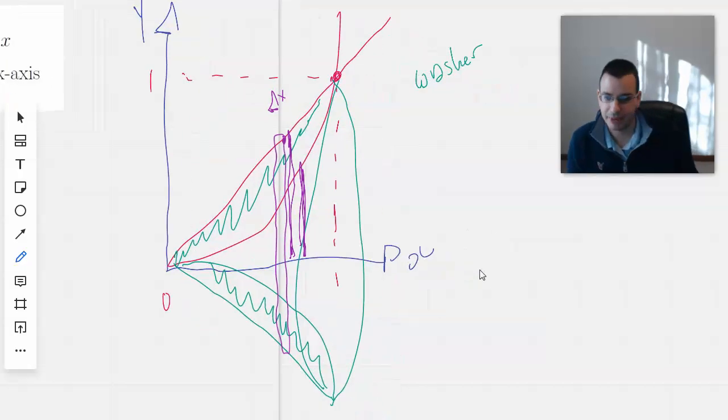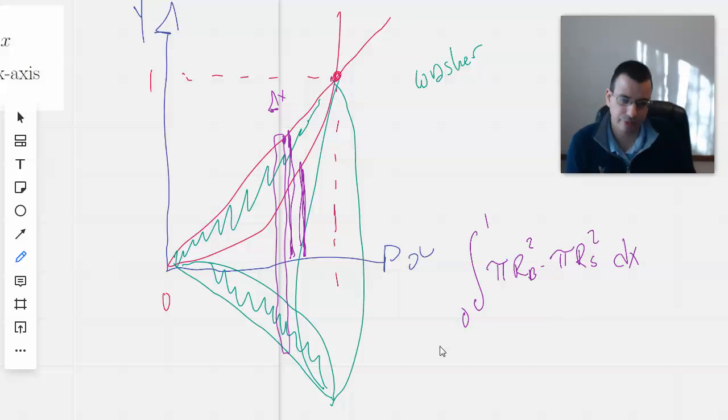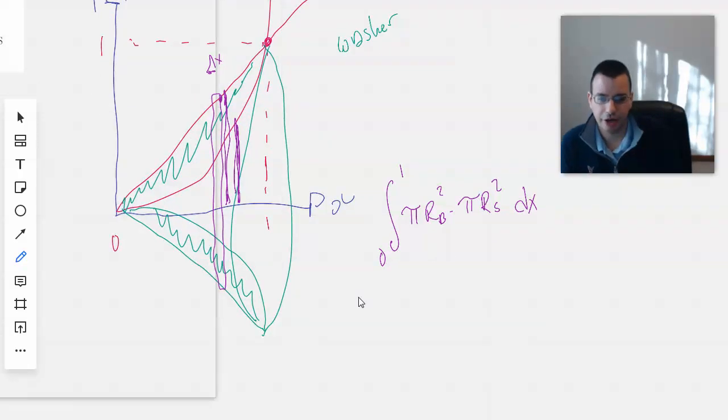So I'm going to start off with the same idea. We're going to have an integral, and it's going to go from 0 to 1. We're going to use a disk method. So I'm going to do pi r big squared minus pi r small squared dx.